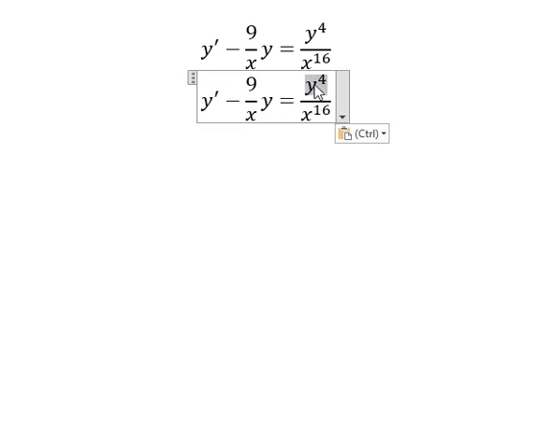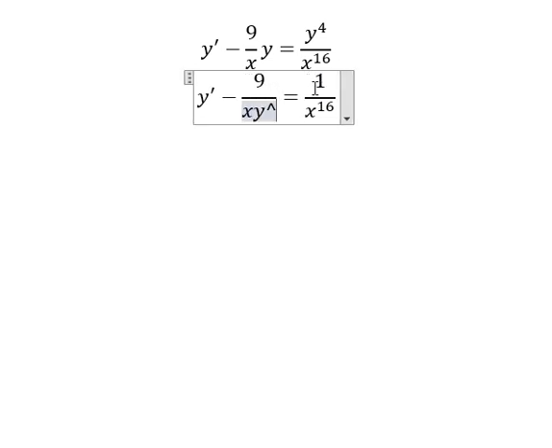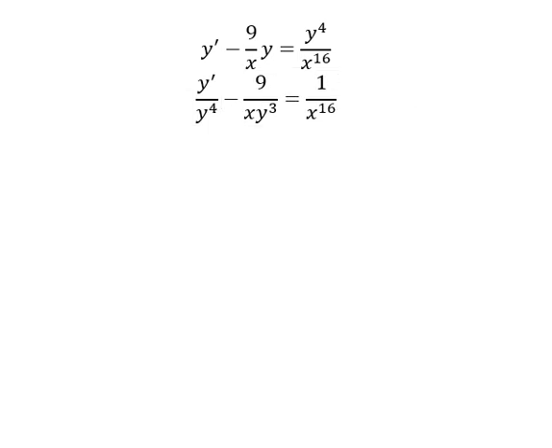We divide both sides by y to the power of 4. So we have like this. Next, we can see that we have negative 1 over y to the power of 3, and first derivative of y over y to the power of 4. This is about Bernoulli's equation.